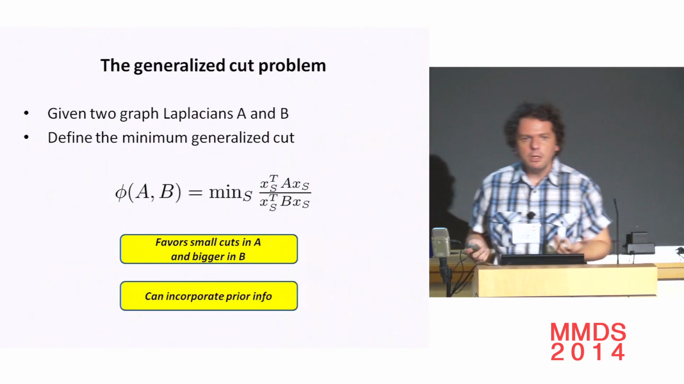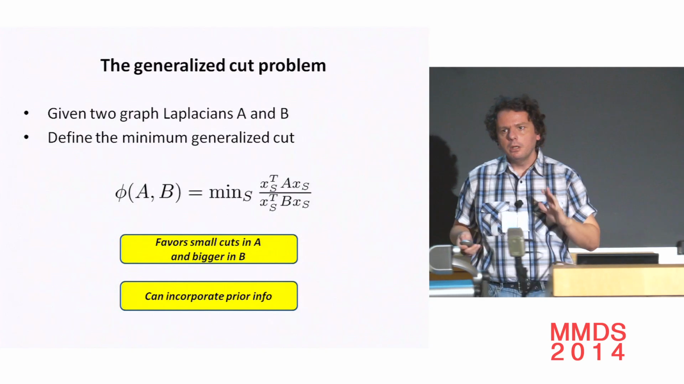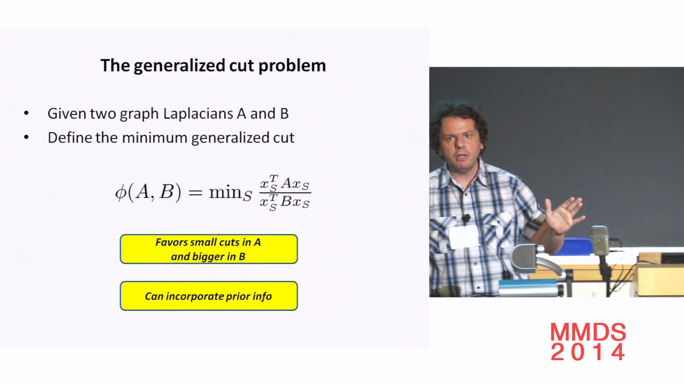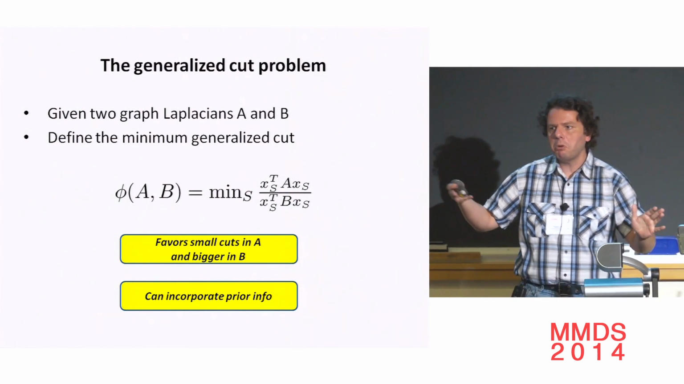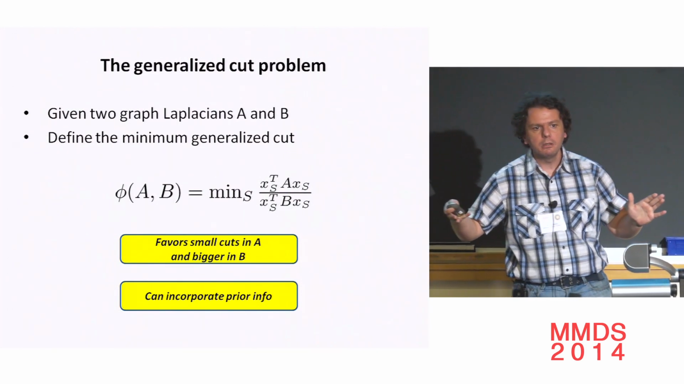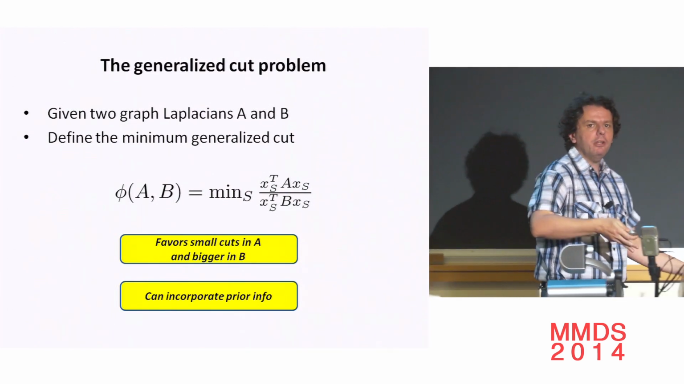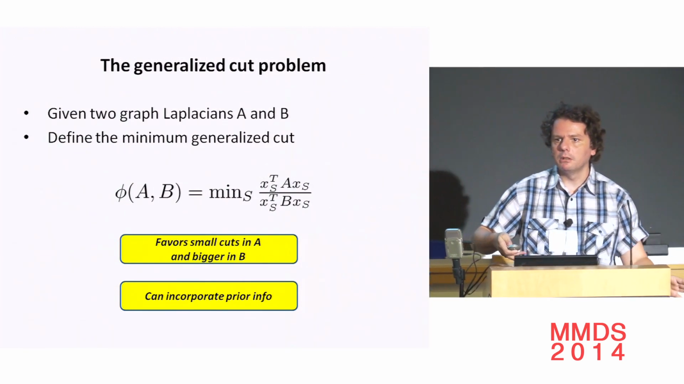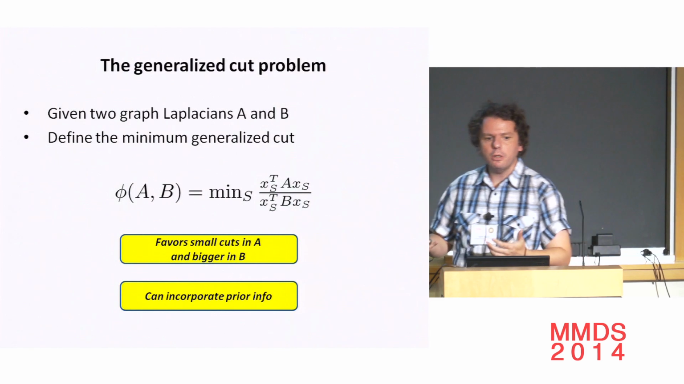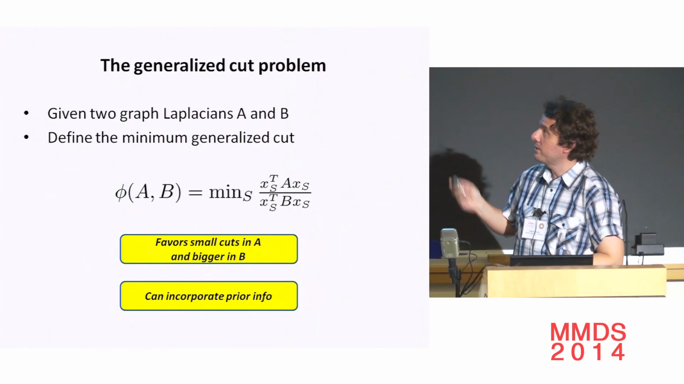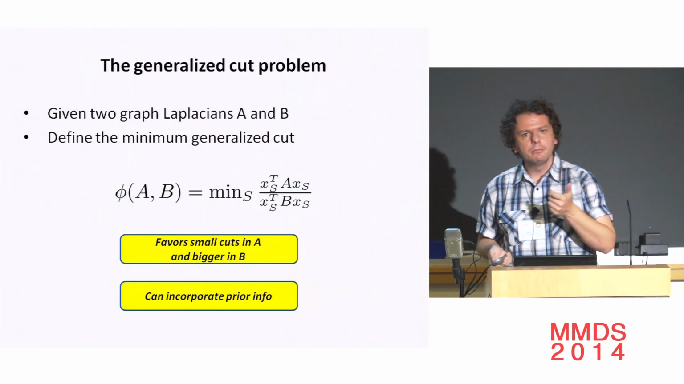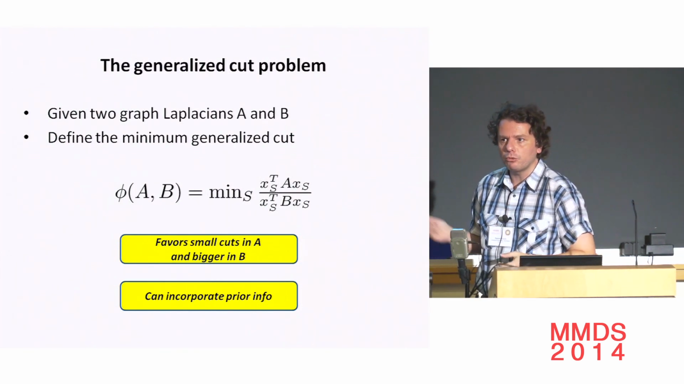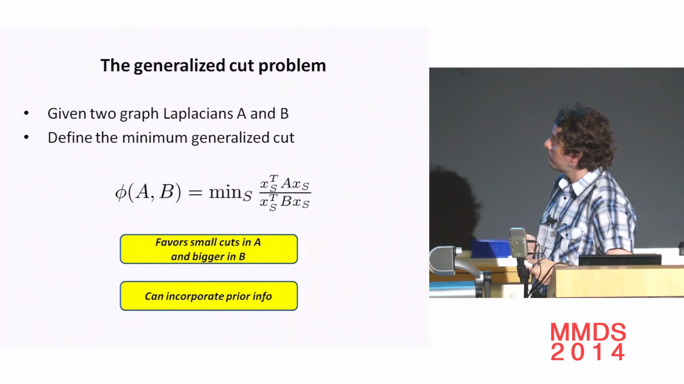So anyways, the point here is that I may have a particular problem in data analysis or in graph analysis where I have extra prior information about my data. I can incorporate this information into the graph B. And I can pose an optimization problem and try to optimize this. Again, I can do a relaxation of this problem and find the generalized eigenvectors.